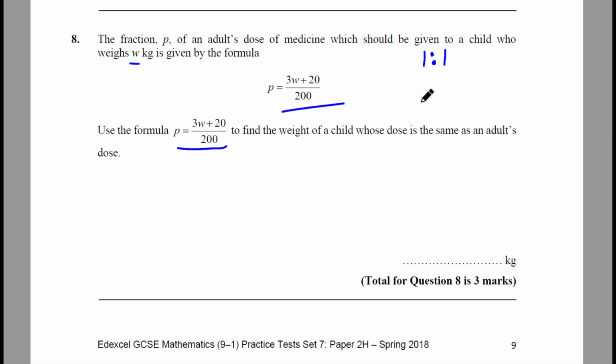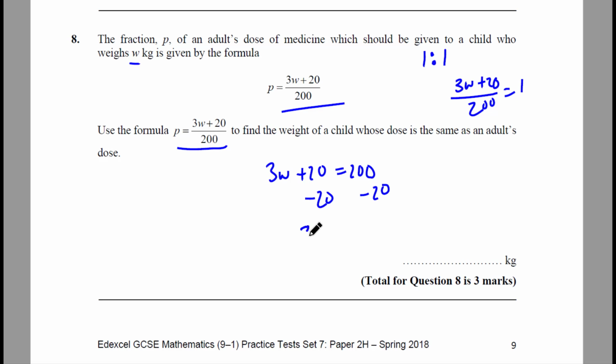So we want 3W plus 20 over 200 to equal 1. So that must mean we want 3W plus 20 to equal 200, because 200 divided by 200 is 1. So we just solve that. 3W equals 180, divided by 3, divided by 3. So W equals 60 kilograms. So that's the answer.